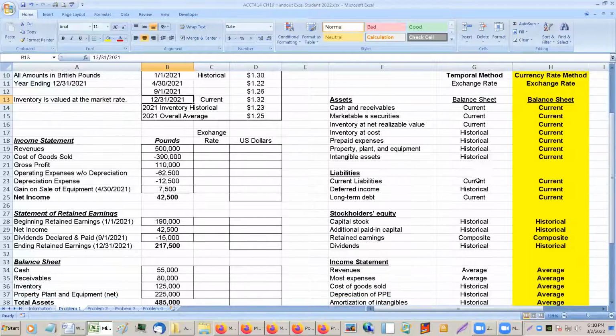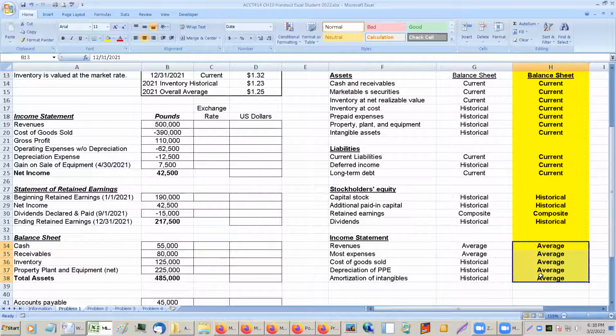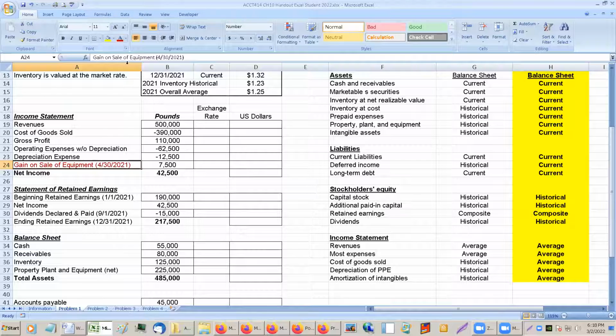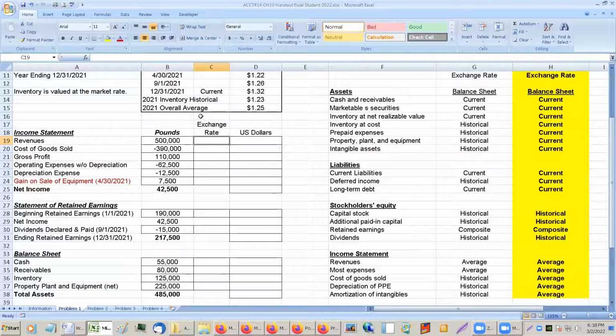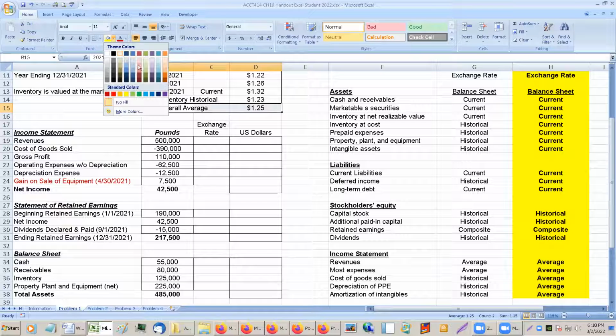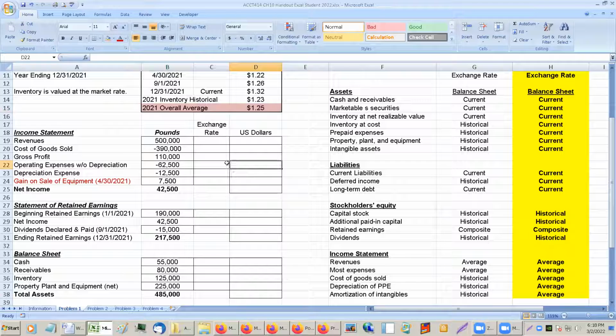So let's go to the income statement. It looks like everything goes on at the average rate. Pretty much everything on the income statement is going on the average rate. There is going to be one exception, this one here, which we'll talk about when we get to it. For instance, they're going to have revenues throughout the year, cost of goods sold throughout the year. So the rate we're going to use is the average rate, the overall average rate.